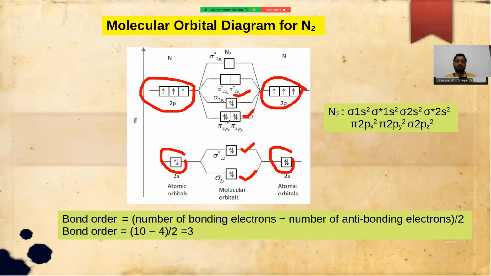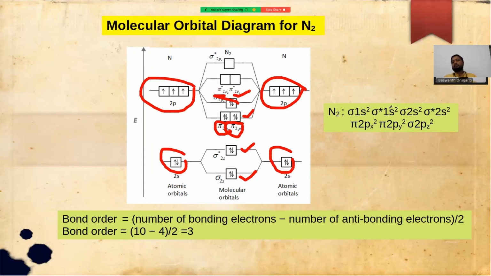So the pi 2px and the pi 2py are both occupied, each with 2 electrons. And after that, we have 2 more electrons remaining. So these 2 electrons occupy the sigma 2pz molecular orbital.